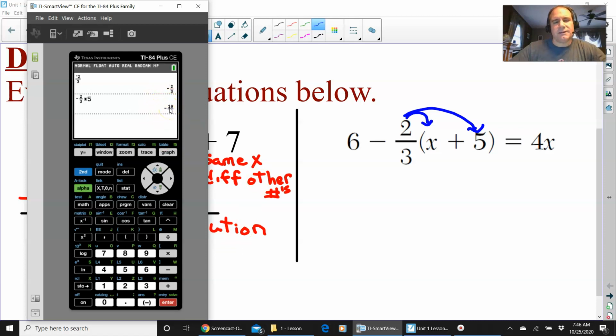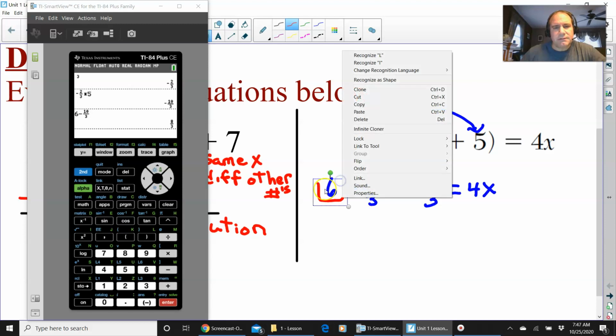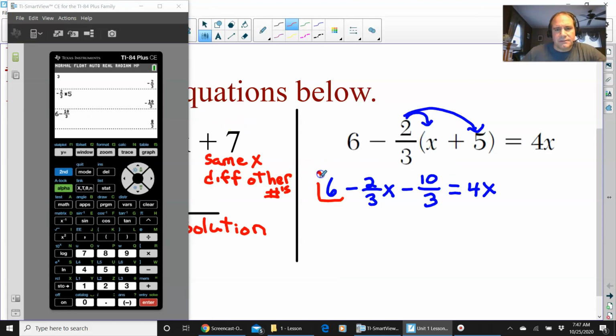Negative 10/3. So I'm going to combine like terms. I have 6, which is right here, and I'm boxing that out, minus 10/3. I put that directly into my calculator, and I get 8/3. So I'm going to put negative 2/3 x plus 8/3 equals 4x.